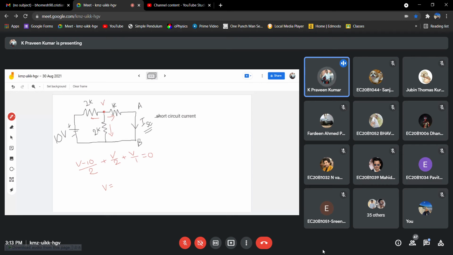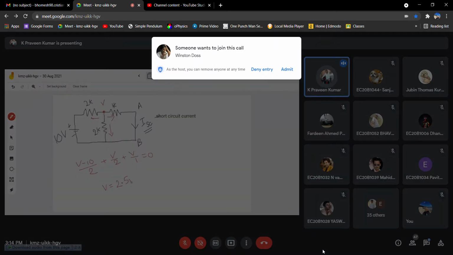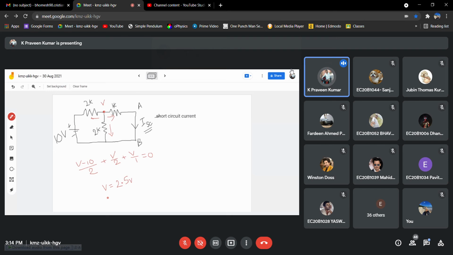See, if you have any doubt, you just ask. Hello. 2.5, I guess. 2.5. Okay. So this is 2.5 volt. Right. Then what about short circuit current? How much current it is? What is this ISC value?